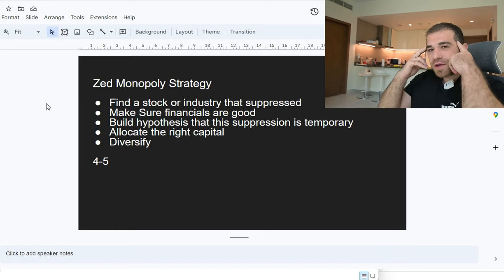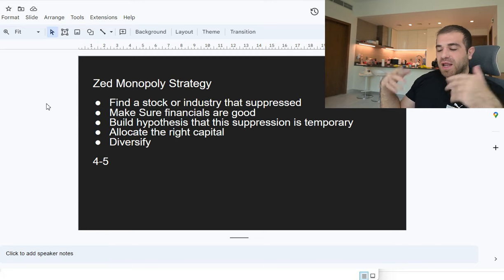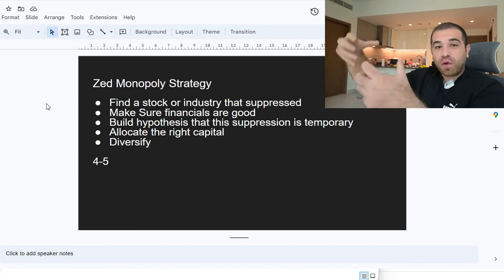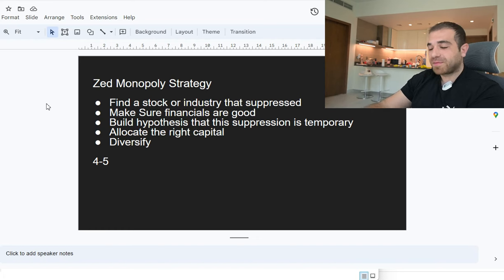Now, of course, it's all knowledge based. Like most of these things I explained, most people say, why are you telling the public? Well, you still need the experience for it. Like, this isn't easy, right? Finding a stock or index that's suppressed, that's not easy. You need time in the markets to identify that, or to be able to tell what is causing the market to pull back or an industry to pull back.